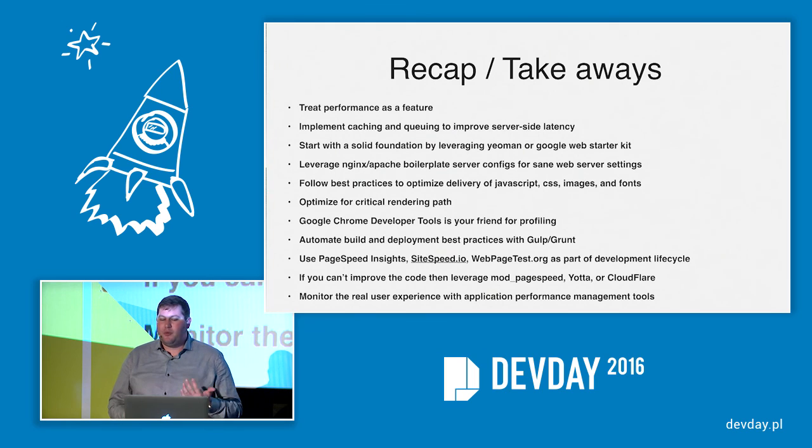Try to automate build and deployment best practices with either Grunt or Gulp or some sort of build automation tool or task runner. Use PageSpeed Insights, SiteSpeed.io, and WebPageTest as part of the development cycle. All these tools can be scripted and automated, so they can be integrated with whatever you use for CI. And then if you can't actually improve the code, then try to leverage a web server module like Mod PageSpeed or Nginx PageSpeed. And if you can't do that, then use an external service that takes over your DNS like Yottaa or Cloudflare. And then make sure you monitor the real user experience and understand performance both on the server side as well as the client side.